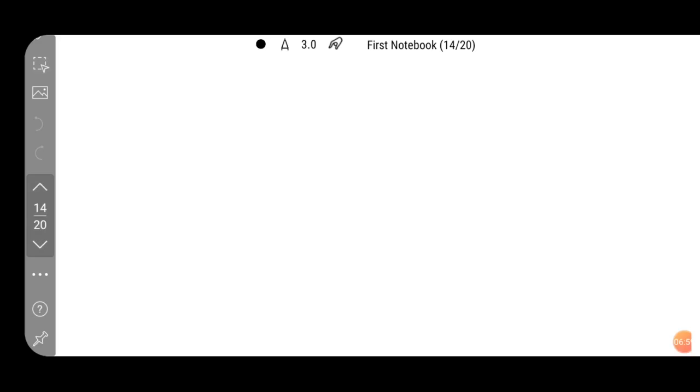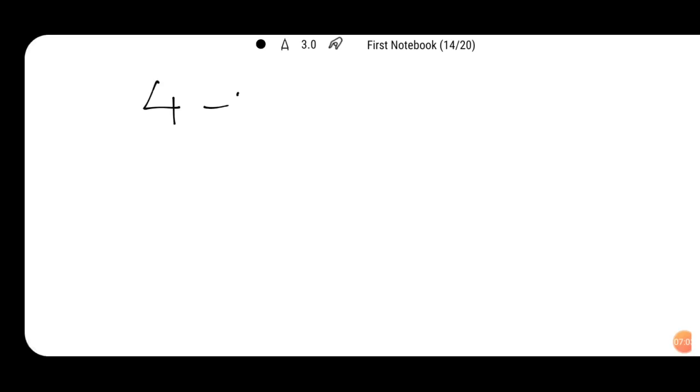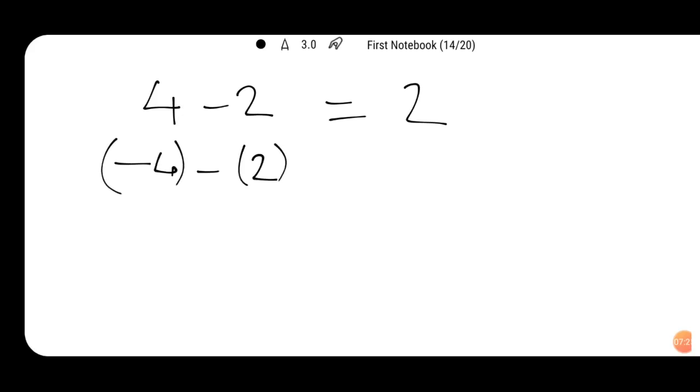Let's take another example. 4 minus 2. This is easy for you. You don't need to take the additive inverse or change it to addition. It is subtraction of two natural numbers. 4 minus 2 is 2. You know that. Okay, now another one. Negative 4 minus positive 2.